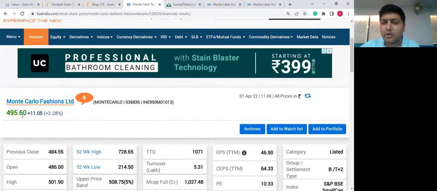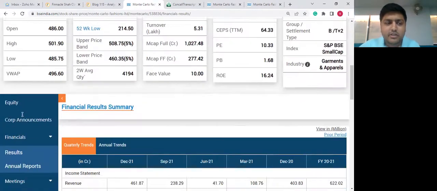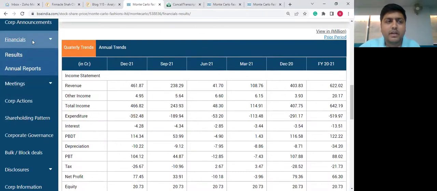So this is the Monte Carlo BSE website page. You can directly open the financials tab, and within the financials tab you can click on results. You will see there is a quarterly trend, there's an annual trend. Now when you see this December 21, what does it mean? It's basically the quarter ending in December 21.